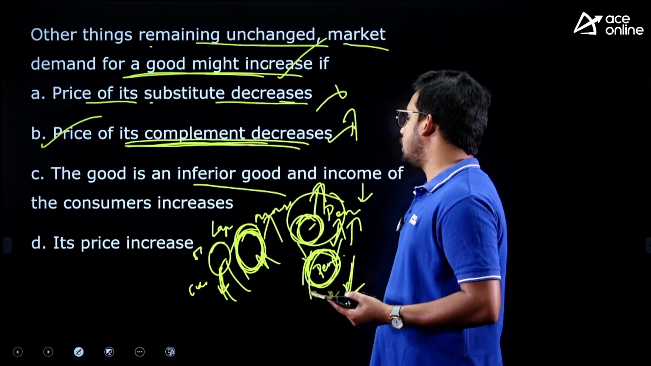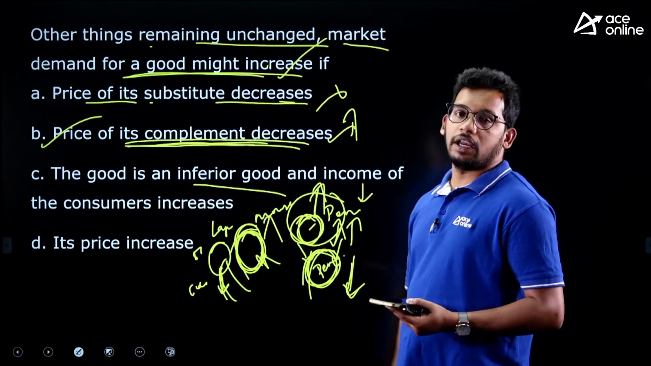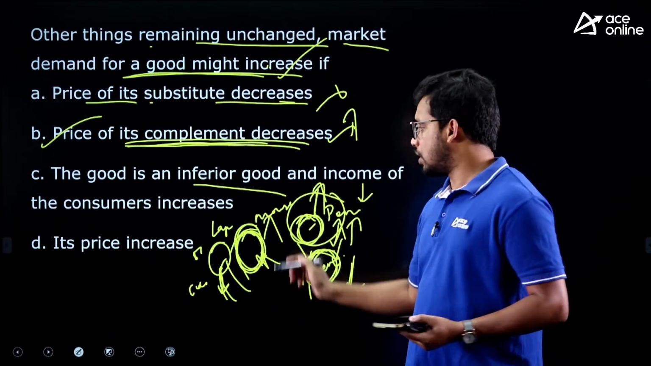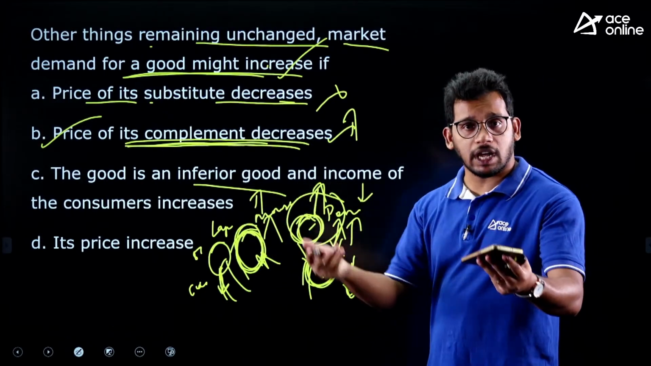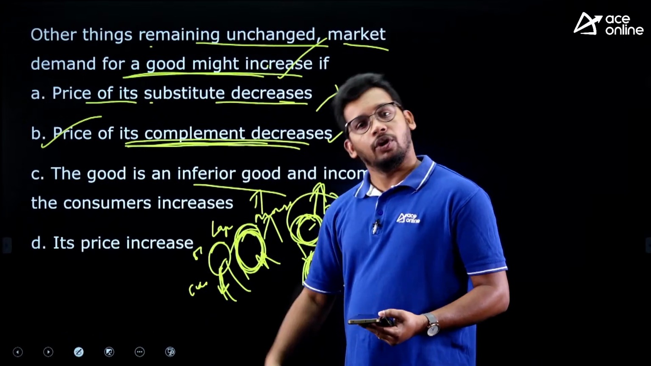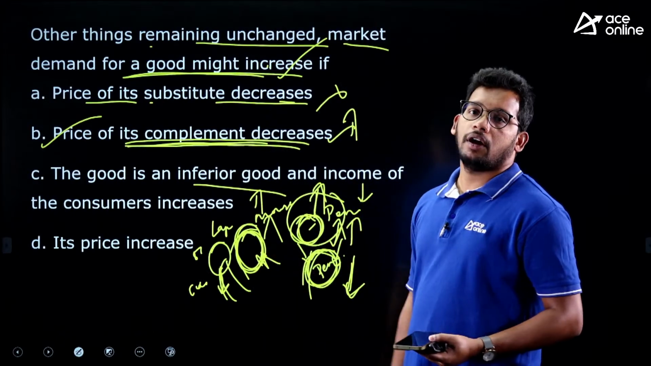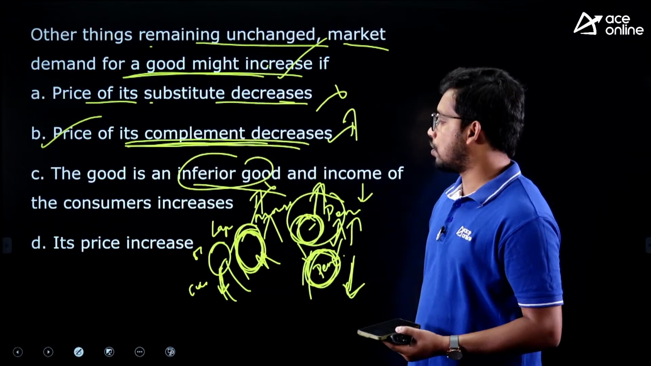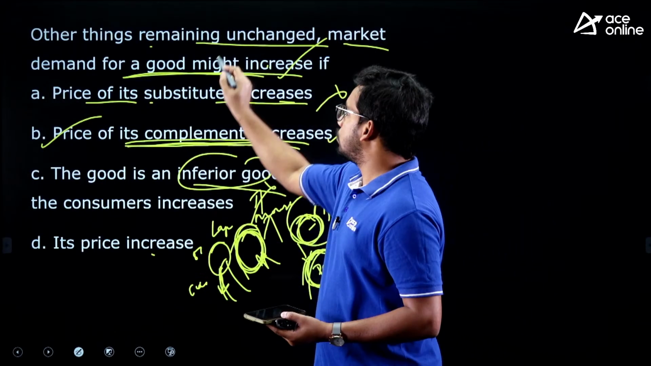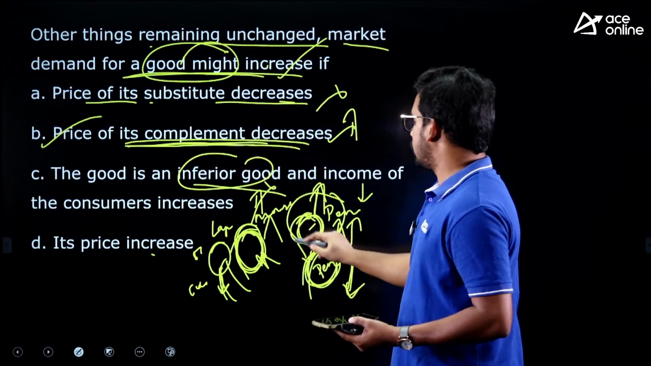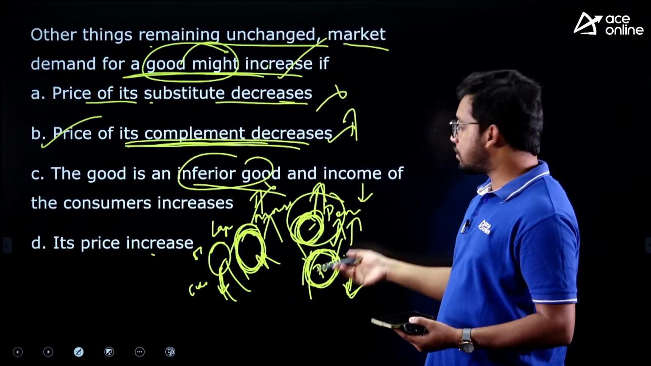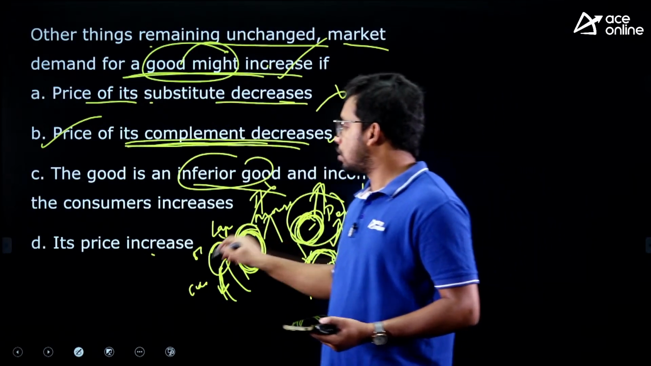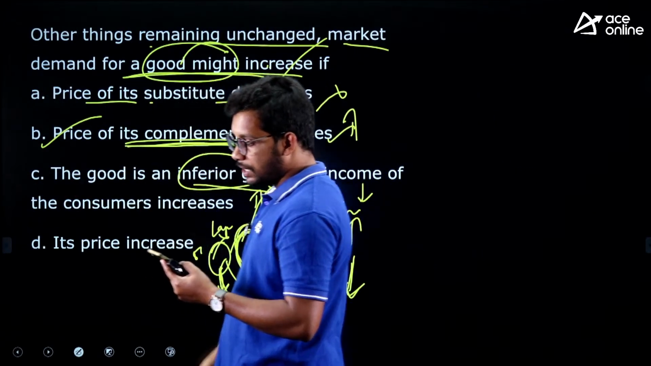The good is an inferior good and the income of the consumer increases. Inferior means a cheap quality good, like a 100 rupee t-shirt. Whenever there is an increase in your salary, will you buy that inferior good? No, you will go for a costlier one. So the demand for inferior goods will decrease, so this is also wrong. Its price increases: the cost of the pen is increasing, so we are not going to buy it and shift to something else. So this is also wrong. Hence option B is correct.